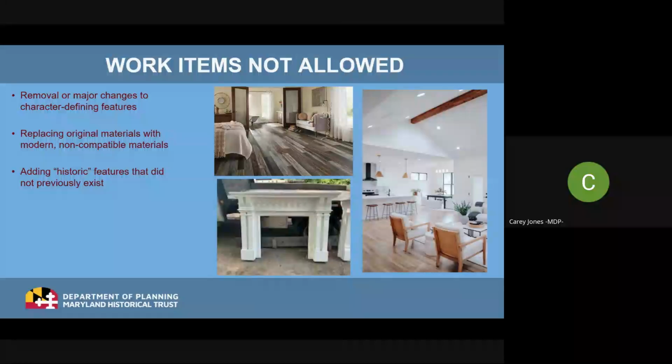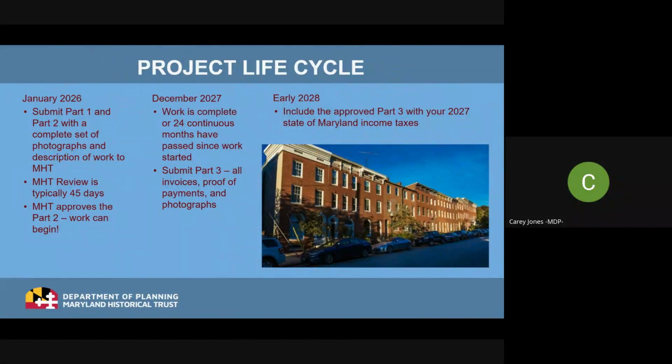Next slide, please. Now that I have covered some of the program basics, I would like to discuss the project lifecycle and receiving the credit. If, for example, an application is submitted and approved in January of 2026, and the project is completed in December of 2027, the homeowner will submit the Part 3 application form with all of the proof of purchases, invoices, and another set of current photographs to MHT.